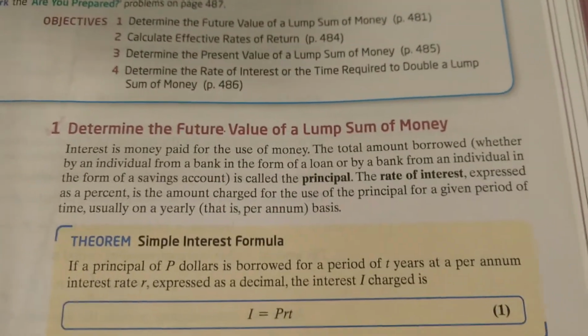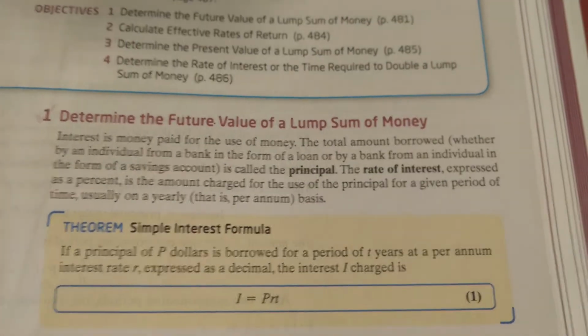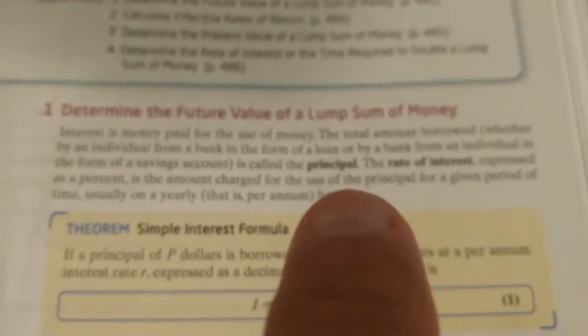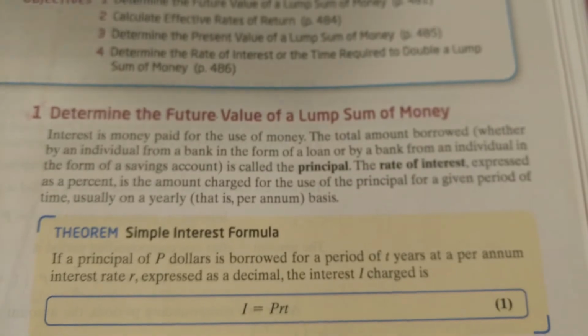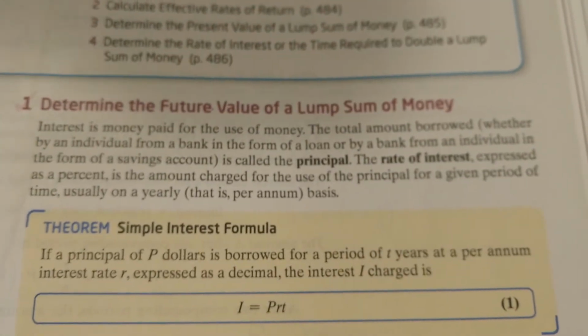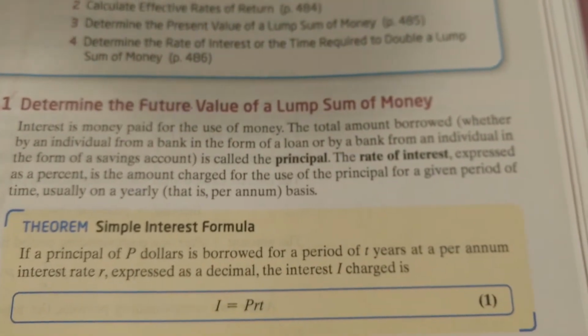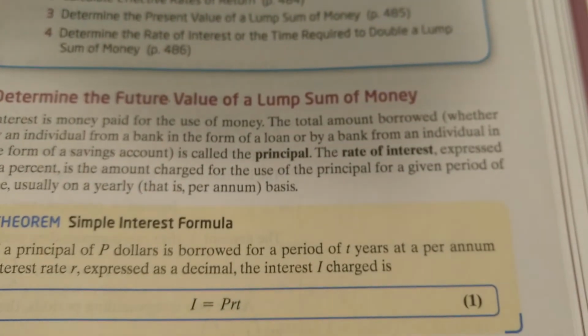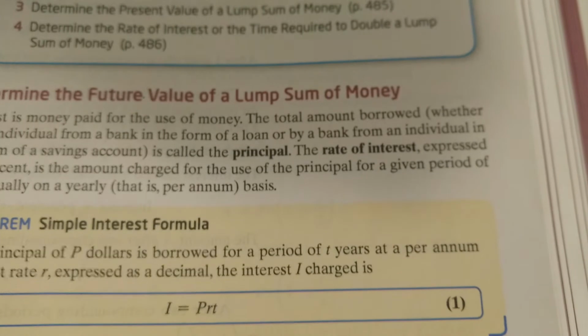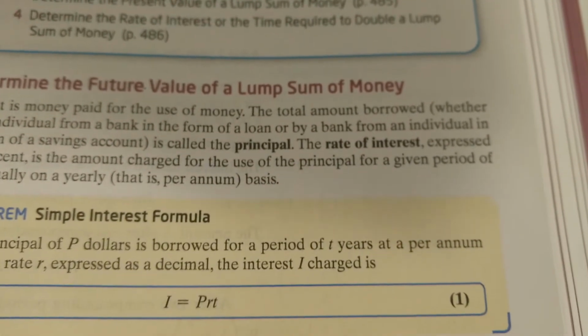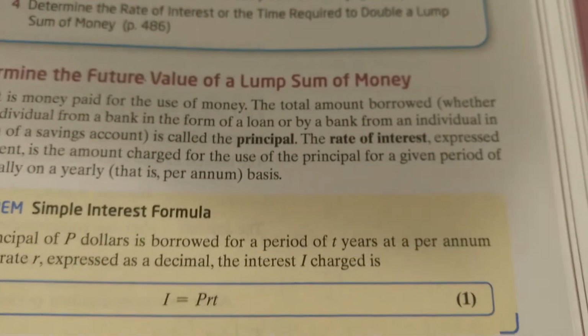A big concept in the financial world is principal, which is the amount you either borrow or the amount that you have in a savings or CD, something like that. Another concept is the rate of interest. Do not forget that interest, you have to convert it to a decimal. So if it says 3% interest, it's actually 0.03.